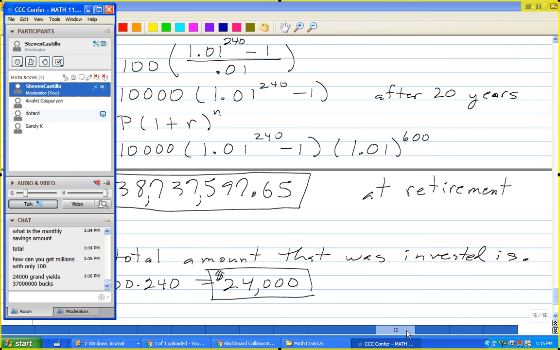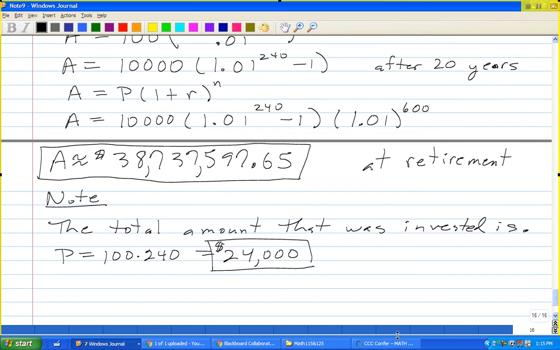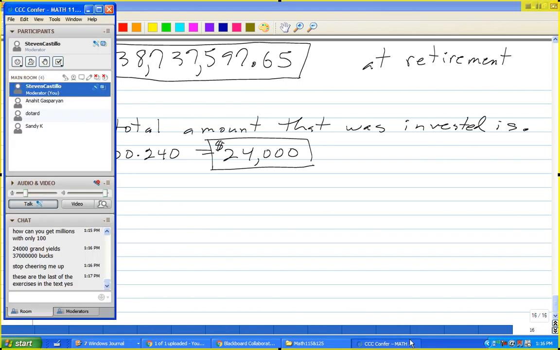Not 24,000 grand. It is $24,000. Okay, so let's solve this for P.